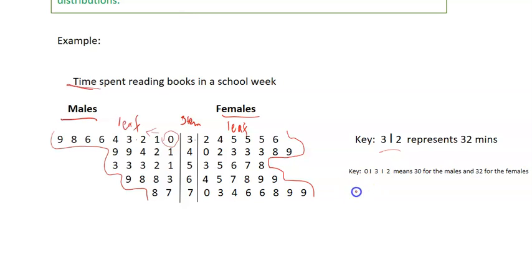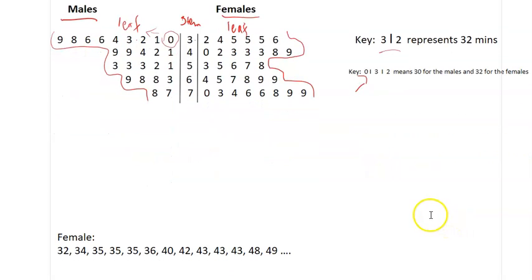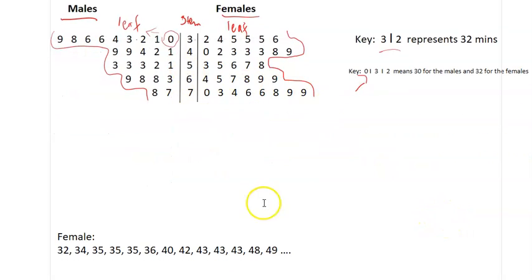I just want to draw your attention very quickly to this key under here. That's just another way of representing the key for a back-to-back stem and leaf, because you've got the 0, the 3 as the stem in the middle, and then the 2. So it's indicating 30 for the males and 32 for the females. That's just another way of doing your key. Either way works fine.